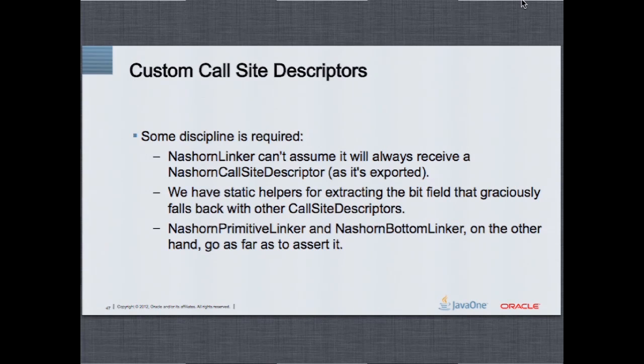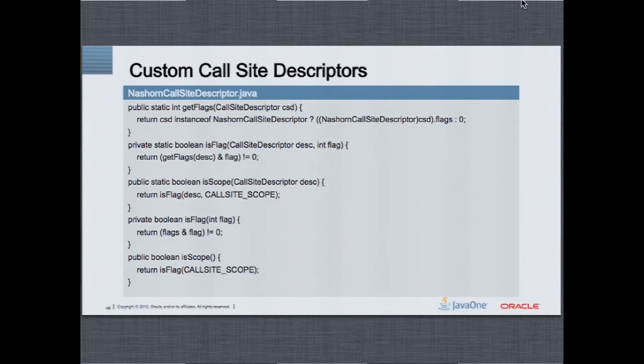On the other hand, Nashorn primitive and bottom linkers, since they are never exported, they can just go wild and cast to Nashorn CallSite descriptor, because since they are never exported, they will always receive that. And it's better if they rely that they do, because if we cast and we fail, then there's a bug in our linker implementation, so we need to do something about it.